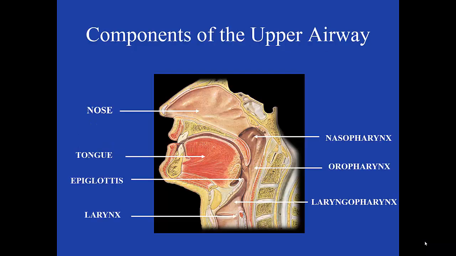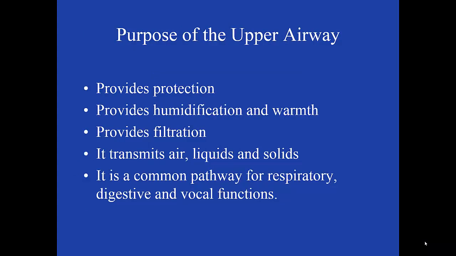The components of the upper airway include the nose, the tongue, the epiglottis, the larynx, the nasopharynx, the oropharynx, and the laryngopharynx. The purpose of the structures within the upper airway are to provide protection, for example, the epiglottis closing to prevent aspiration, to provide humidification and warmth, to provide filtration and filter out any particulates in the air that we breathe, to transmit air, liquid, and solids to their terminal destination, and to serve as a common pathway for the respiratory, digestive, and vocal functions.